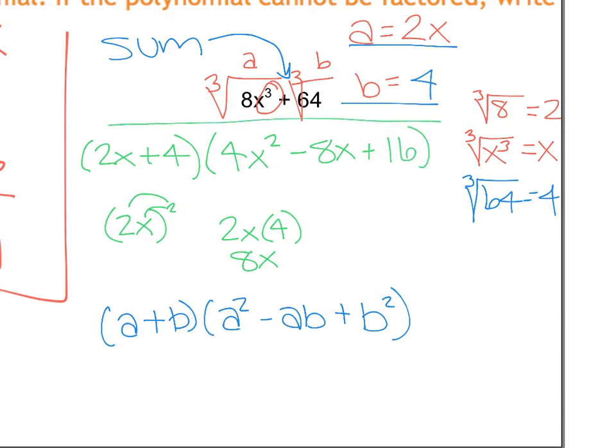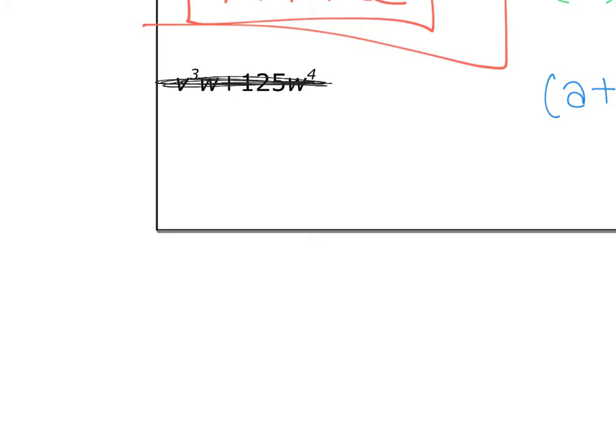And that would be my factored answer. I know it looks kind of crazy, but that's what we'd get. So if we were actually going to distribute all of this back through, do all the multiplication out, we would end up back at 8x to the third plus 64. All right, I'm going to change this last problem.